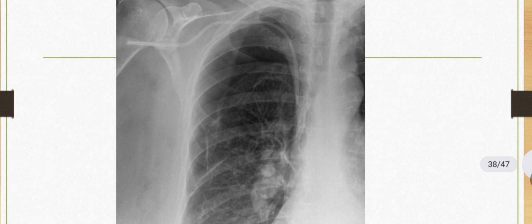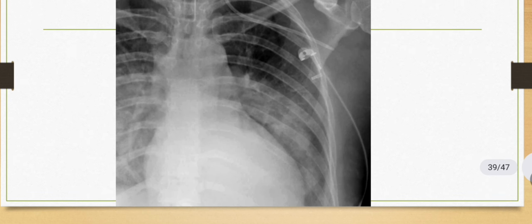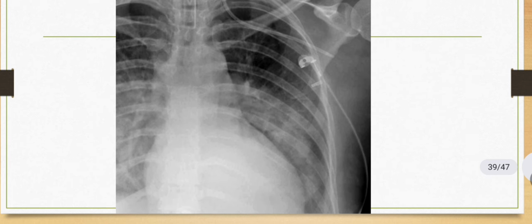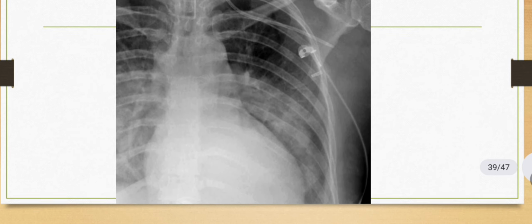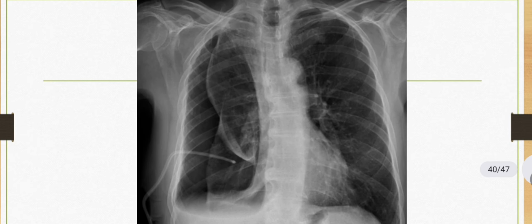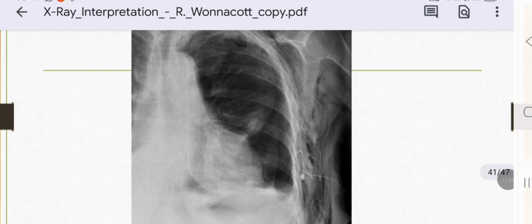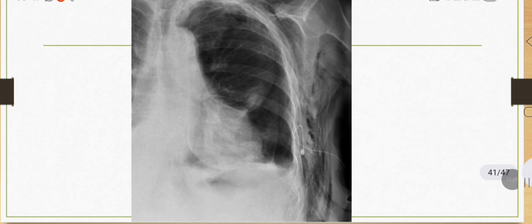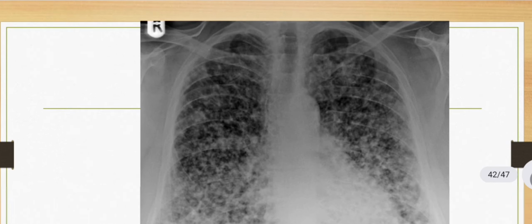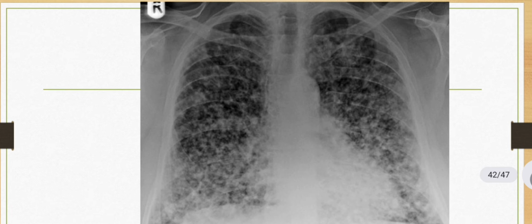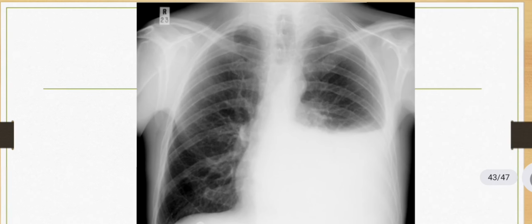This is a chest X-ray showing consolidation. This is another chest X-ray having effusion. This is another chest X-ray in which the chest tube is installed. Another chest X-ray having effusion. This is full of effusion, infection, pneumonia, aspiration pneumonia.